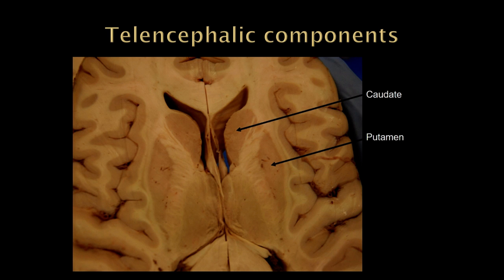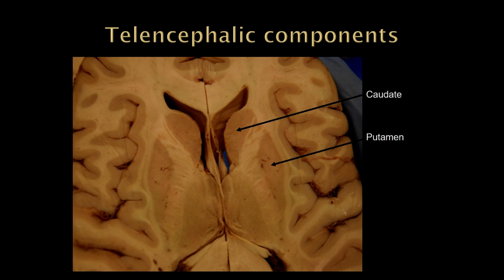So there are three parts of the basal ganglia that are part of the telencephalon. The first two I'll mention are the caudate and the putamen. The caudate is usually very easy to identify. It's a large nucleus. It bulges into this space here that we're going to talk about tomorrow. This is part of the lateral ventricle. So this is the caudate. The putamen is out here.